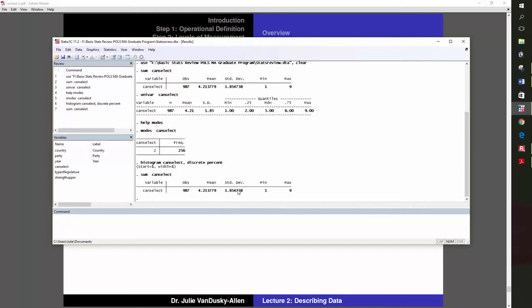To find the variance for a variable, you simply can take the standard deviation and square it using a calculator. And this is the end of lecture 2.